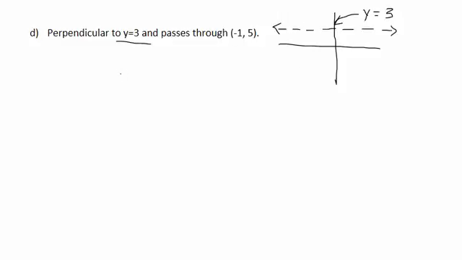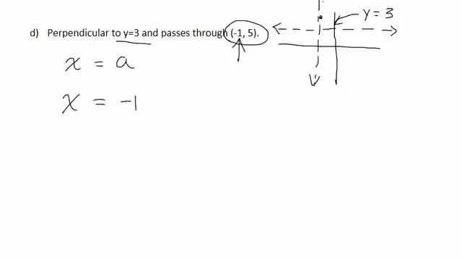Now recall that the equation of all vertical lines are in this form, x equals a constant. So if our vertical line has to pass through this point, then the x value of our point is our value for a. So here's the point that it must pass through, -1, 5. So therefore -1 is what we plug in for a, and there is our equation for the line.